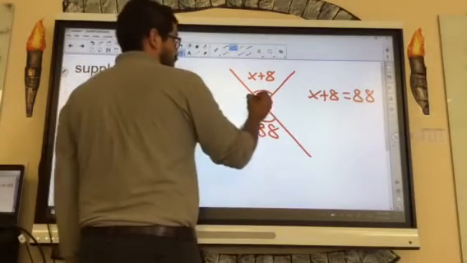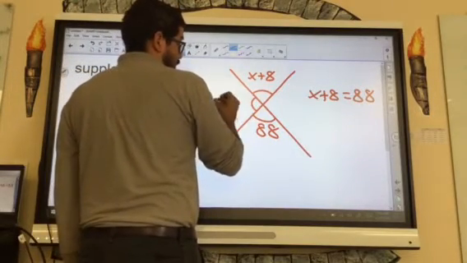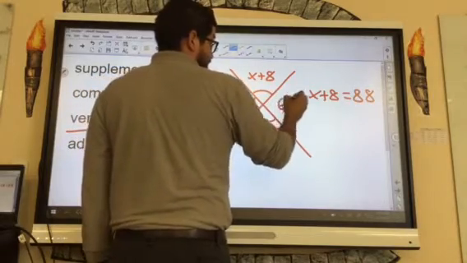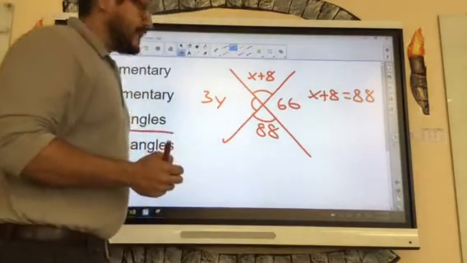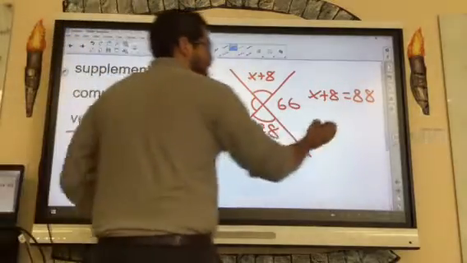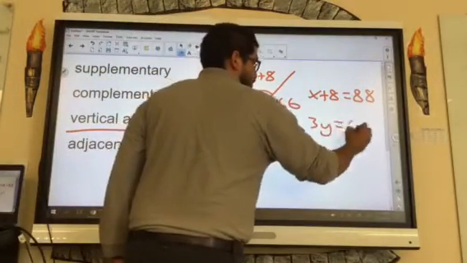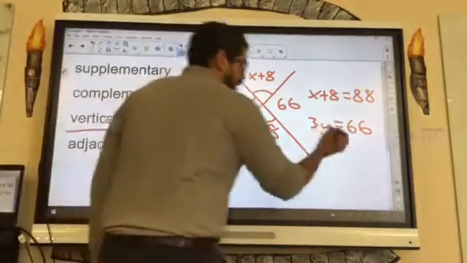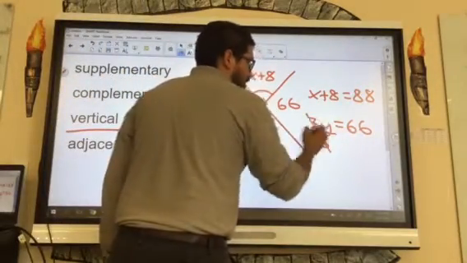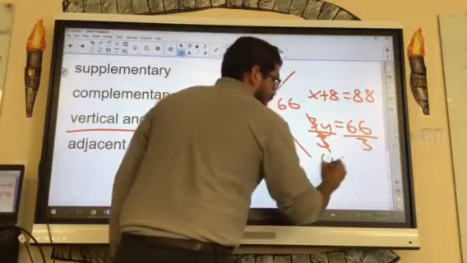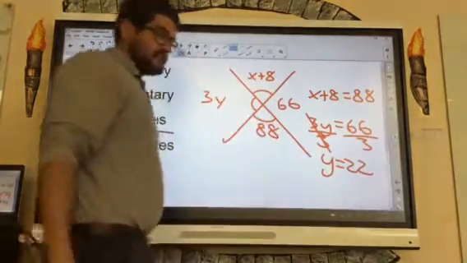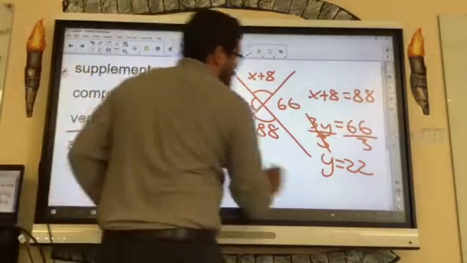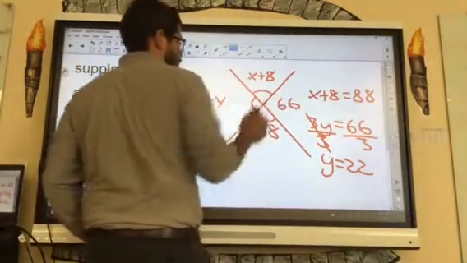If I do another one here, if I say this one is 3y, and this one is 66, okay, then I know that 3y equals 66 because they're vertical angles to each other. So how do I solve this? I do the opposite. These two are multiplying. I divide by 3, divide by 3. Y equals 22. Simple concept.